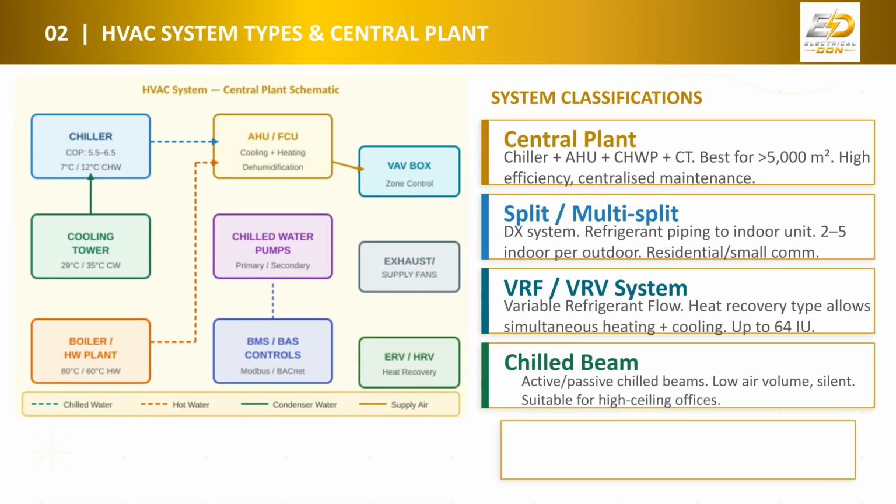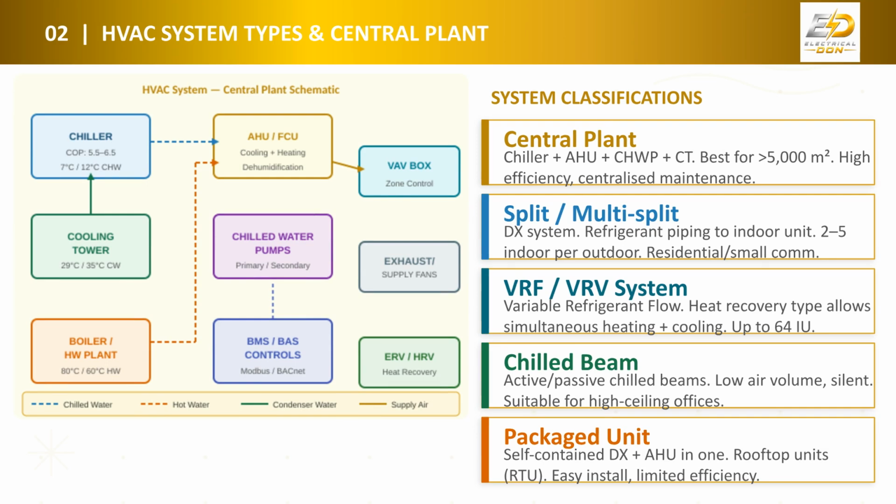HVAC systems can be classified into several types. The central plant, shown in the schematic, is best for larger spaces, providing high efficiency and centralized maintenance. Split or multi-split systems use DX technology for residential or small commercial applications. VRF systems offer variable refrigerant flow and can provide simultaneous heating and cooling. Other systems include chilled beams for high-ceiling offices and packaged units for easy installation, typically on rooftops.